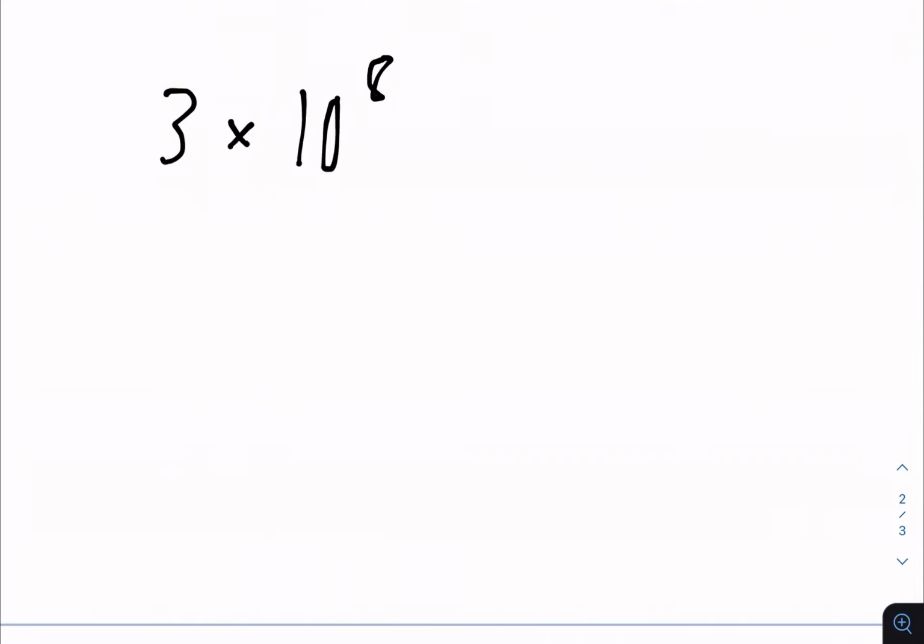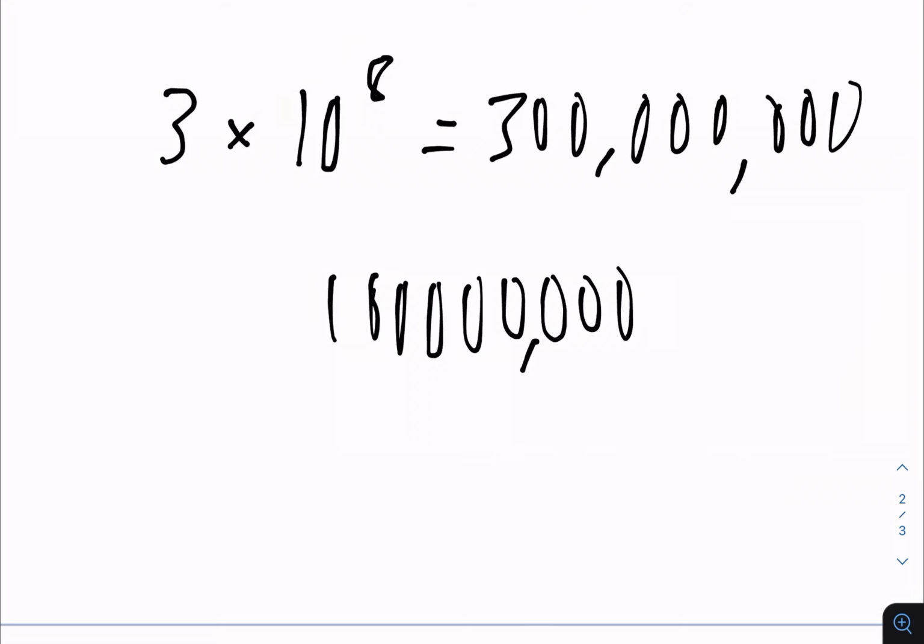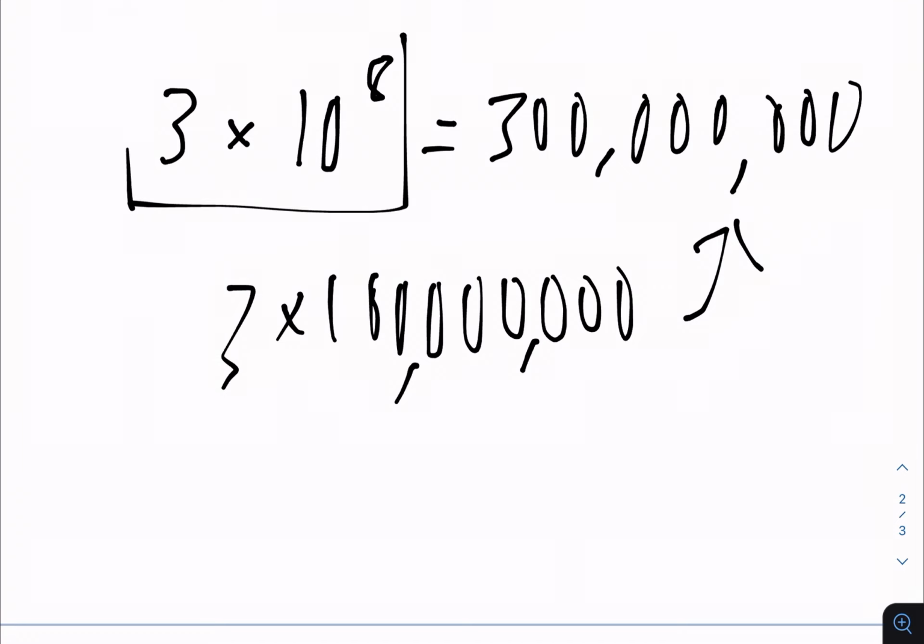So if we simplify this, we get 300 million, because if it's 10 to the 8th power, that means that there's 8 zeros. So 1, 2, 3, 4, 5, 6, 7, 8. If you write that as 100 million, and then multiply that by 3, that equals 300 million. So as you can see, this scientific notation form is much simpler than just writing out all these zeros.